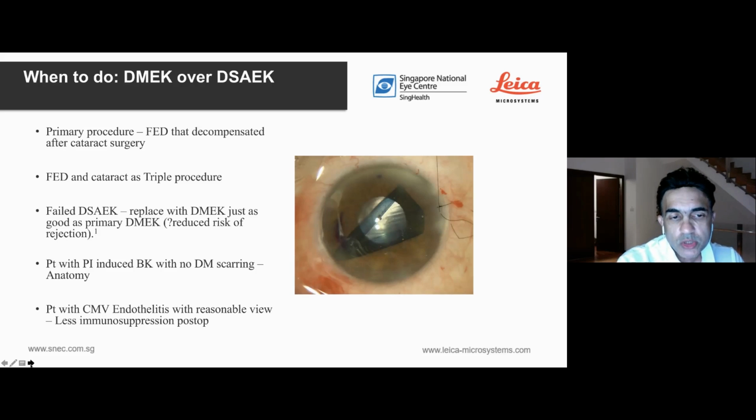This is something you can start to do. Patients with PI-induced bullous keratopathy with no scarring, with minimal Descemet membrane scarring, is a good case to start with, in which you want to do a DMEK procedure. And patients with less risk of CMV endothelitis, because you can use less postoperative steroids with a DMEK. These are also good cases in which you can do a DMEK procedure as well.